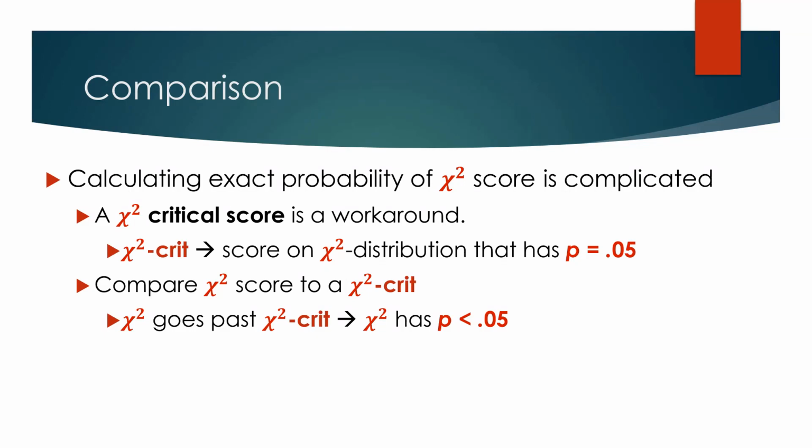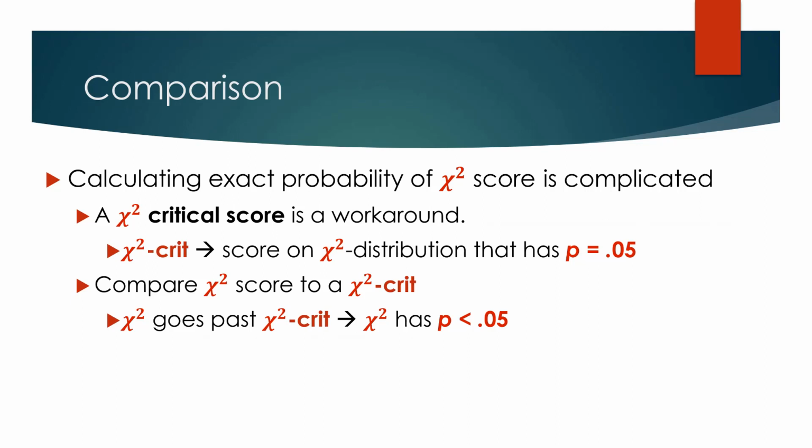So the critical score is essentially a workaround. The idea here is, how do I know if my chi-square score has a probability less than 0.05 or not? I can't calculate the exact probability. Well, what if I knew the chi-square score that has a probability of exactly 0.05? If my chi-square score goes past the critical score, it has to have a probability less than 0.05, because the further you get from the center, the smaller the probability is. If it's before the critical score, towards the center, then it has to have a probability greater than 0.05, because the probability gets greater the closer you get to the center.